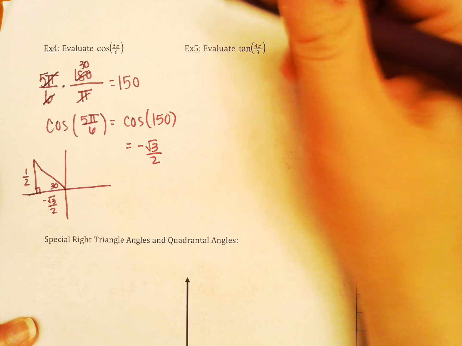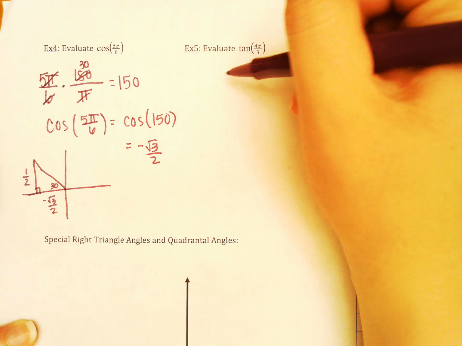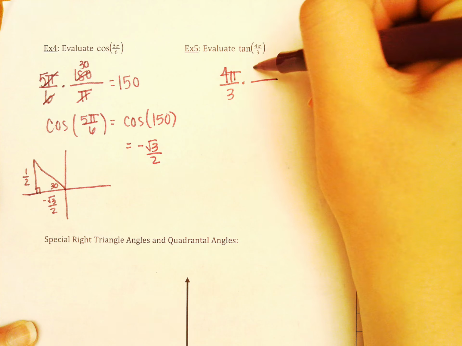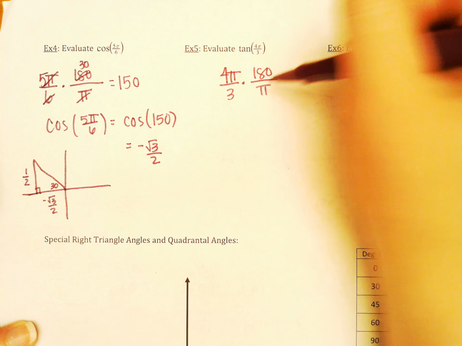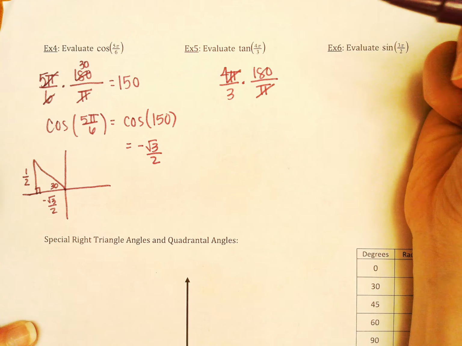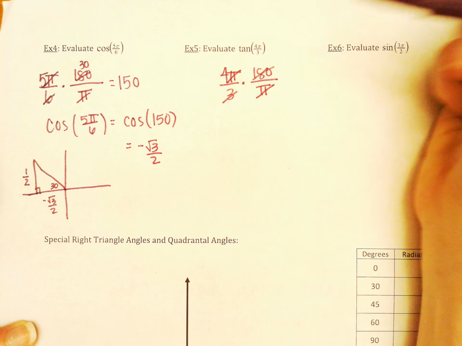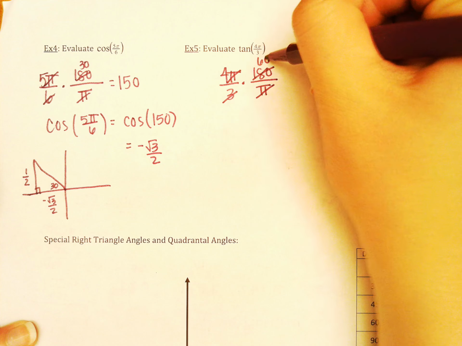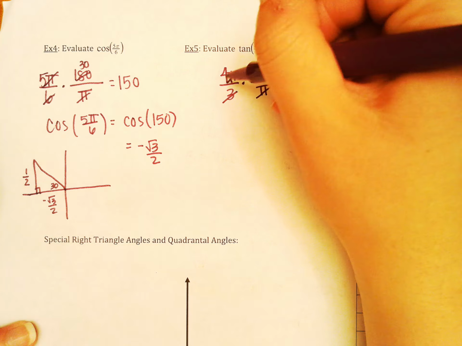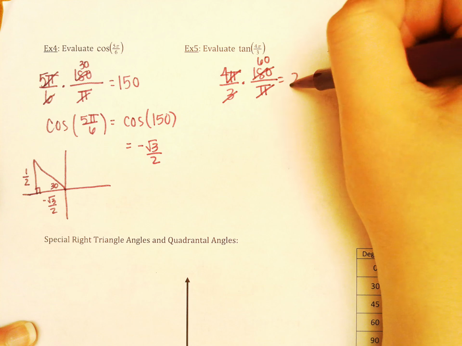Okay, same idea for the tangent of 4 pi over 3. So I'm going to take that 4 pi over 3 and convert it to degrees. So multiply by 180 over pi. My pi's will cancel, which is good. My 3 and my 180 will reduce down to give 60, 180 divided by 3. And 4 times 60 is 240.